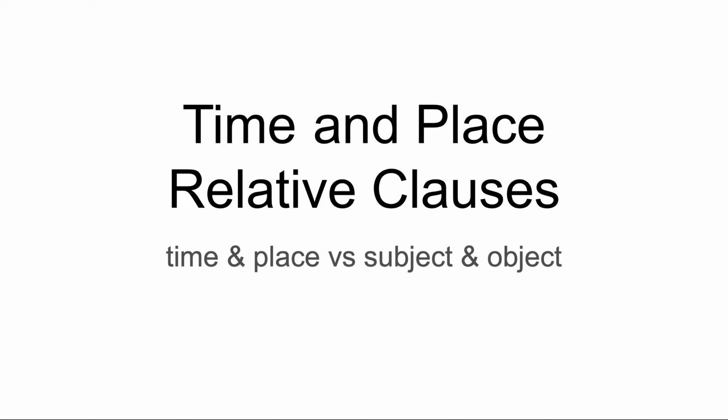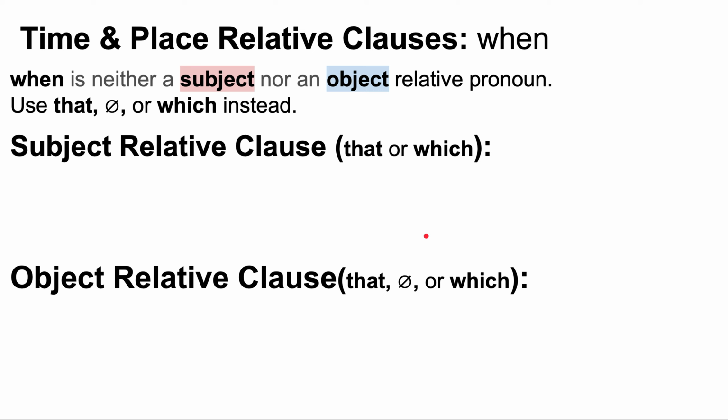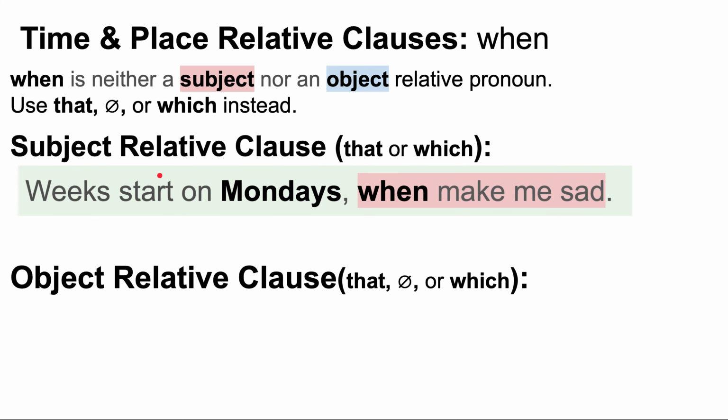Now let's compare time and place relative clauses with subject and object relative clauses. A common mistake is to use when as a subject or an object relative pronoun. For subject and object relative pronouns, use that, the zero allomorph, or which instead. Let's look at some examples. As a subject relative clause, "Weeks start on Mondays when make me sad."